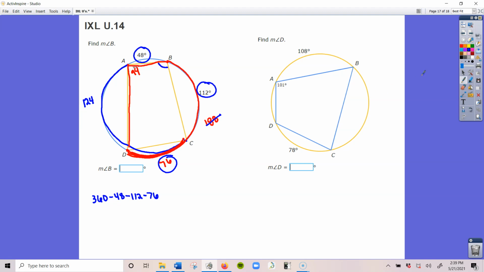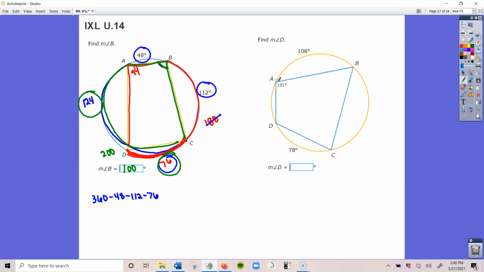So now, how do I figure out the measure of angle B? B is this angle here, which includes this arc here. So that's the 124 plus the 76, which when you add them together is 200. But this angle is going to be half of the arc measure. So half of 200 is 100.